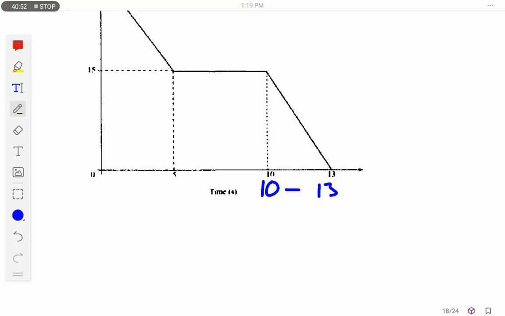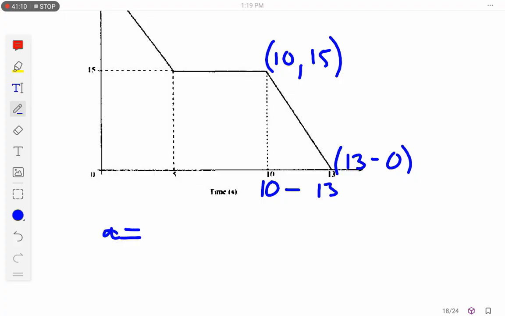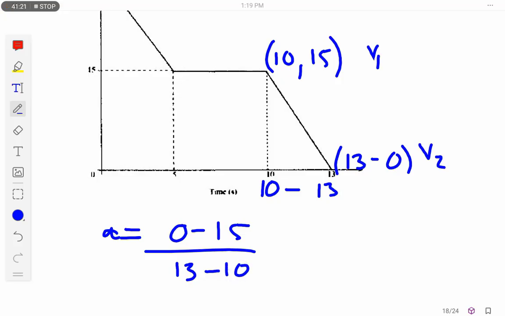At this point, my time is 10 and my speed is 15. At this point, my time is 13 and my speed is now 0. So the acceleration is going to be equal to, if I take this as v1 and this as v2, 0 minus 15 over 13 minus 10. So it's going to be minus 15 over 3. So I'm getting minus 5 meters per second squared.